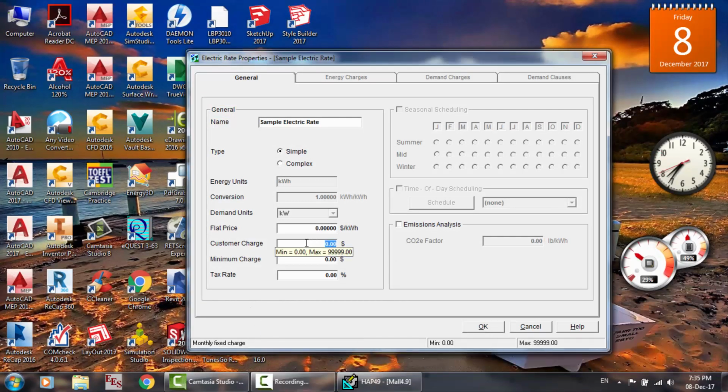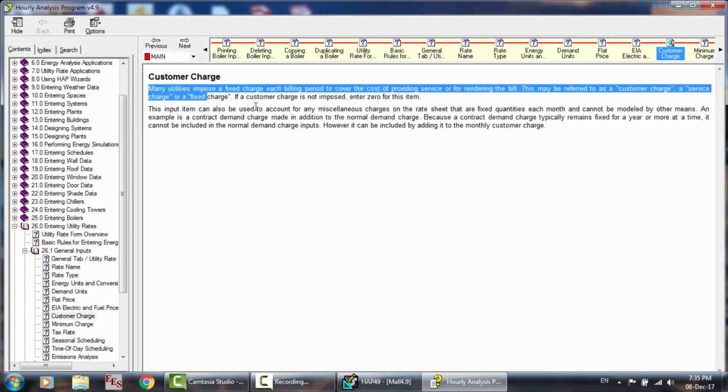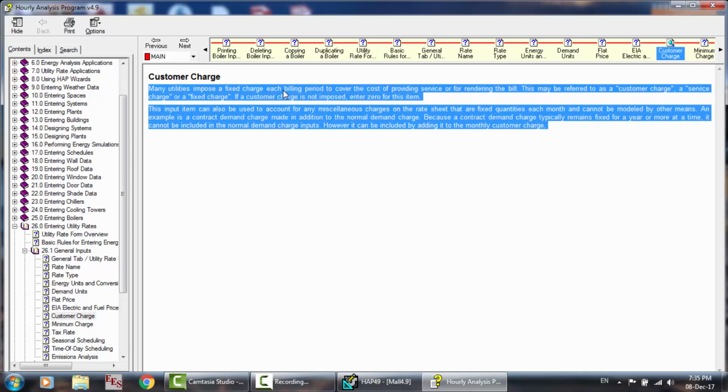So the customer charge, if you have any monthly fixed charge for the bill, you have to enter it here, in dollars. Many utilities impose a fixed charge each billing period to cover the cost of providing service or for rendering the bill. This may be referred to as a customer charge, a service charge, or a fixed charge. If a customer charge is not imposed, enter 0 for this item.